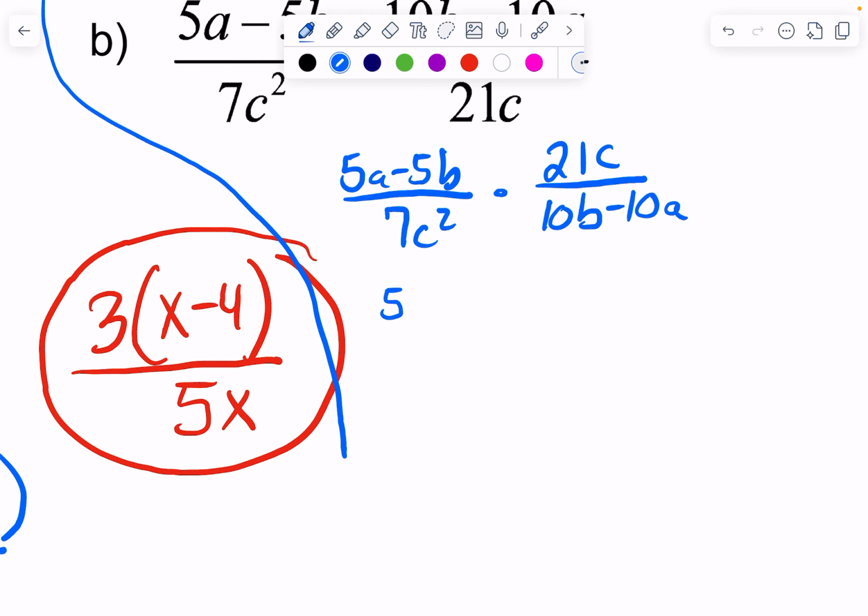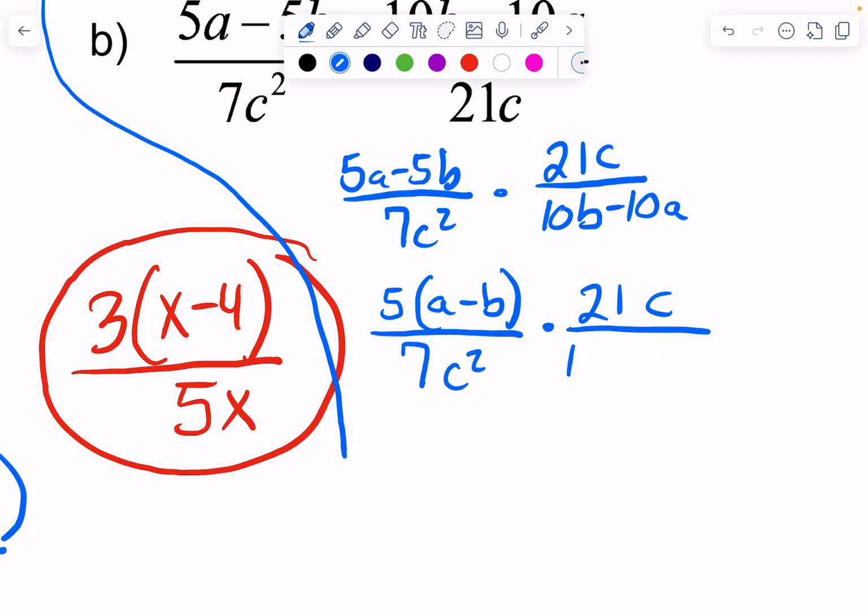I can factor from this numerator a 5, giving me 5 times a minus b over 7c squared times 21c over, I can factor out a 10. And actually, look at what I noticed. If I factor out a 10, I'm simply going to get a 10 times b minus a. And that's not really what I'm looking for. I'm looking for an a minus b. So let's go ahead and notice that we can factor out a negative 10, giving us now an a minus b. That makes a lot more sense.